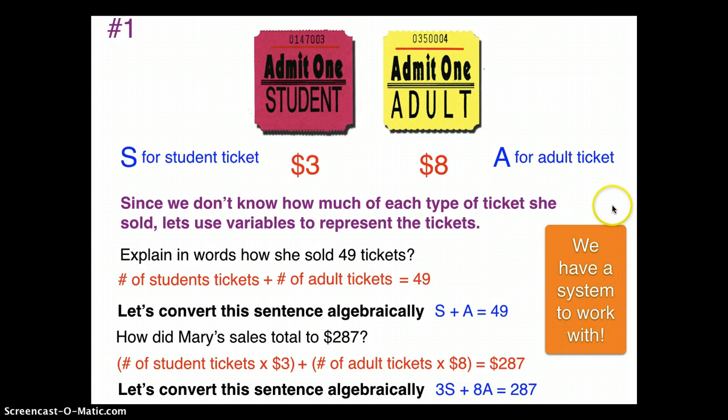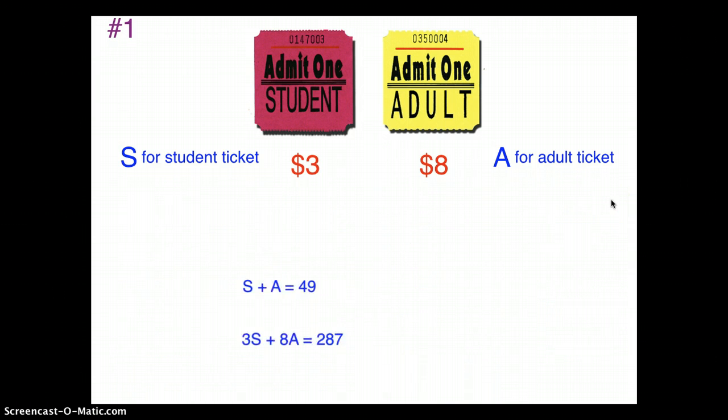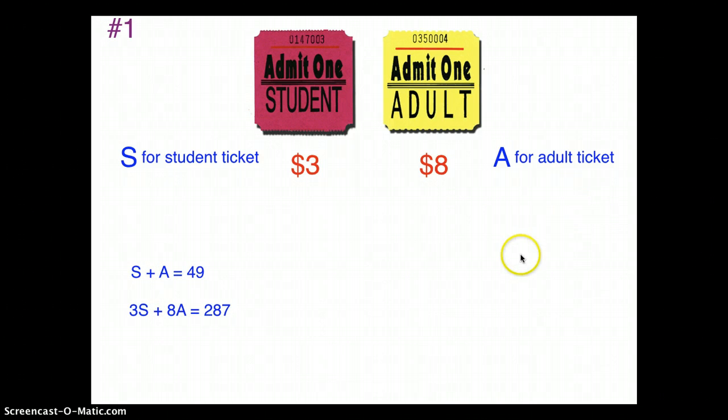Now we have a system to work with. In this particular lesson, we are supposed to solve it by using the elimination process. So here, I'm going to ask myself, will it be easier to eliminate the S's or will it be easier to eliminate the A's? If I chose to eliminate my S, I would have to multiply this first equation by negative 3. Now let's look at our other option. If I wanted to eliminate my A's, I would have to multiply this entire equation by negative 8.